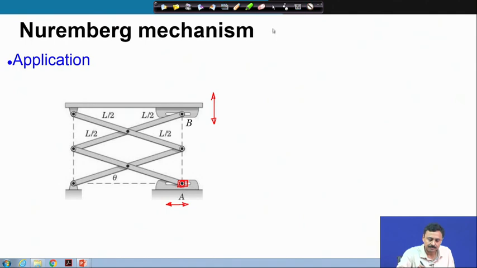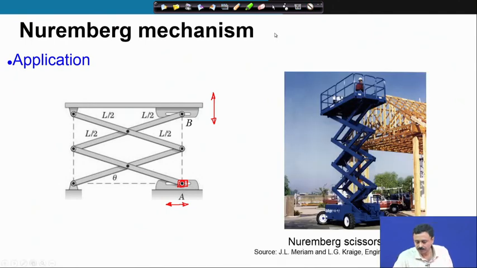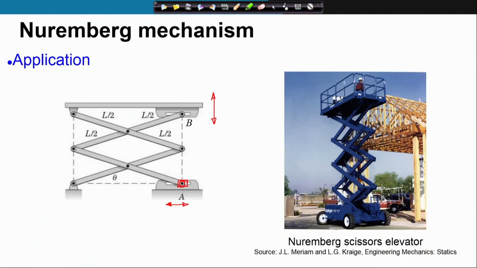This mechanism finds a number of applications. One application is shown on the right, this is called the Nuremberg scissor elevator. As you can see that this is a very compact mechanism which can expand and can reach to different heights, and this is adjustable.